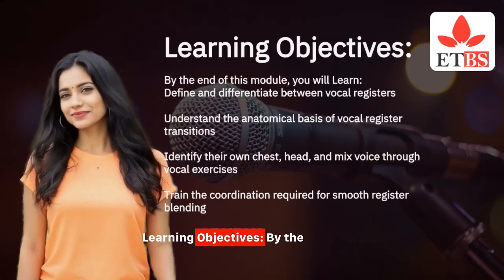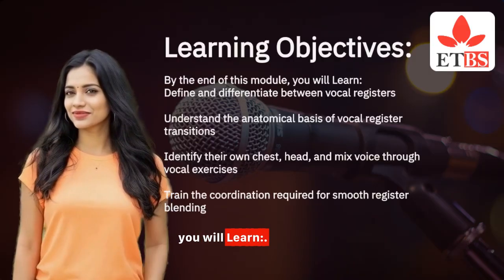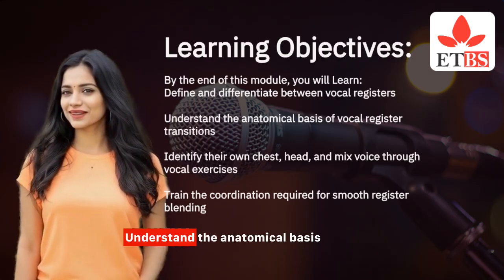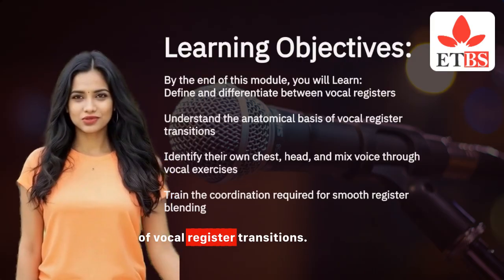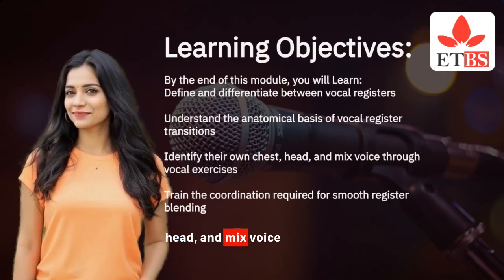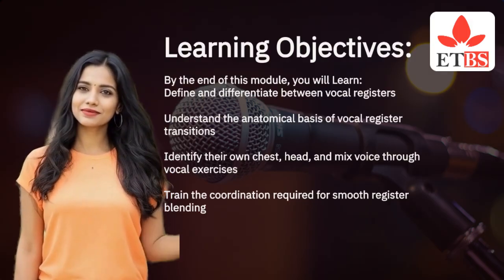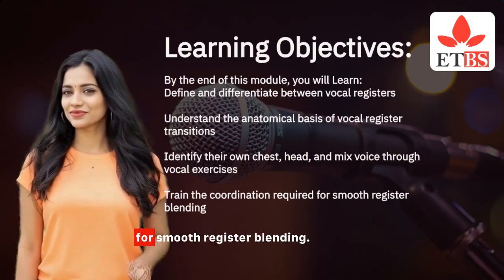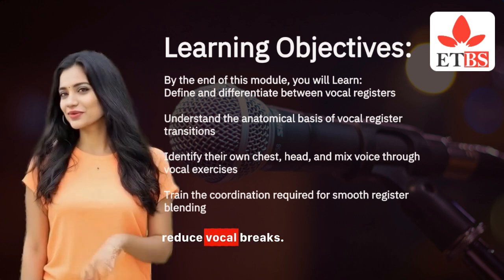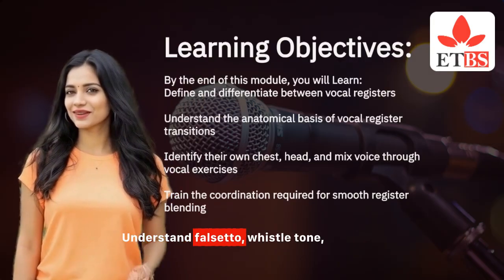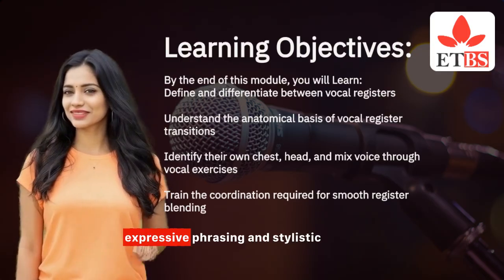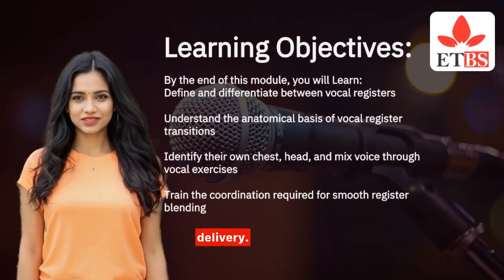Learning objectives. By the end of this module, you will learn to: define and differentiate between vocal registers, understand the anatomical basis of vocal register transitions, identify your own chest, head, and mixed voice through vocal exercises, train the coordination required for smooth register blending, strengthen weak registers and reduce vocal breaks, understand falsetto, whistle tone, and vocal fry usage, and apply register control to expressive phrasing and stylistic delivery.